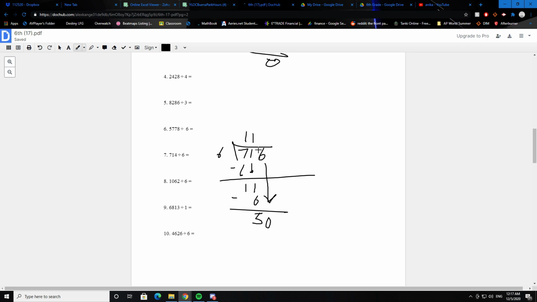6 goes into 50. Hang on one second, this isn't right. Oh! I see the problem. Okay, this is supposed to be a 4. Yeah, this is supposed to be a 4. So 4 comes down.